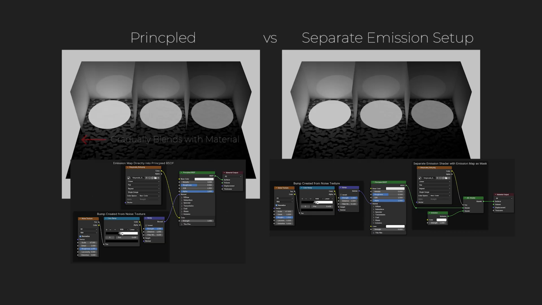In short, plugging an emission map into the Principled BSDF keeps it part of the material, while using a separate emission shader with a mix setup isolates the glow entirely and replaces the material. This gives you more control, especially when you want the emission to behave independently of the base surface. Let me give you some clear examples.